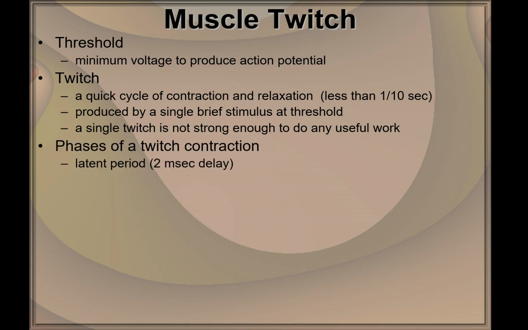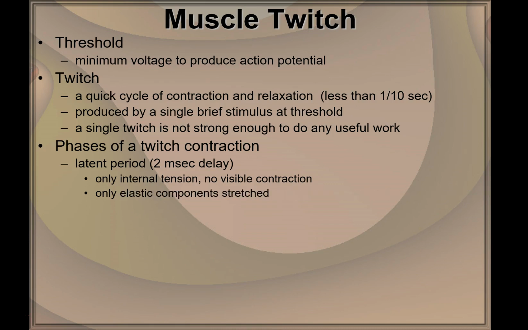First of all, there's a latent period. It's about a 2 millisecond delay. This is where tension builds up, because anytime before you start to contract, the muscle builds tension, okay? It's almost like taking the slack out, and then you start to move the weight, all right? So this latent period is where only internal tension but no visible contraction or shortening takes place.